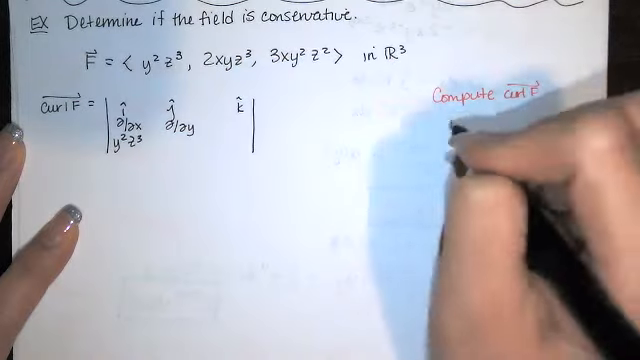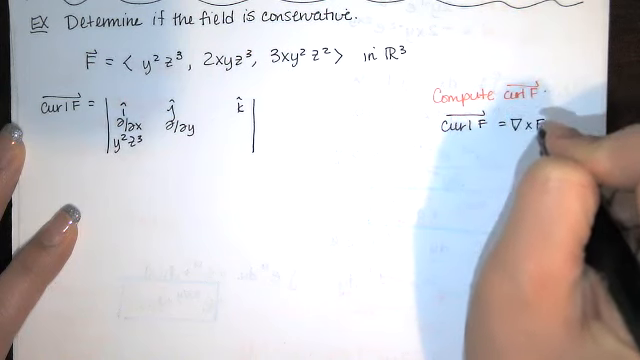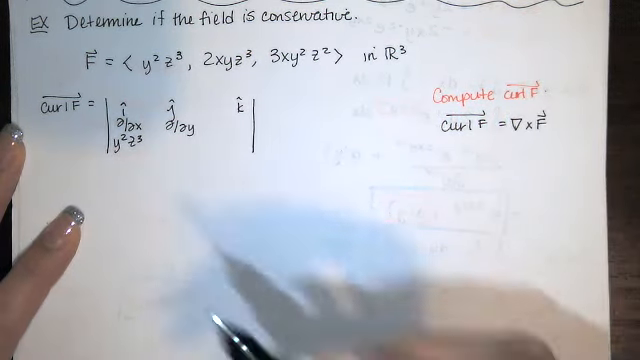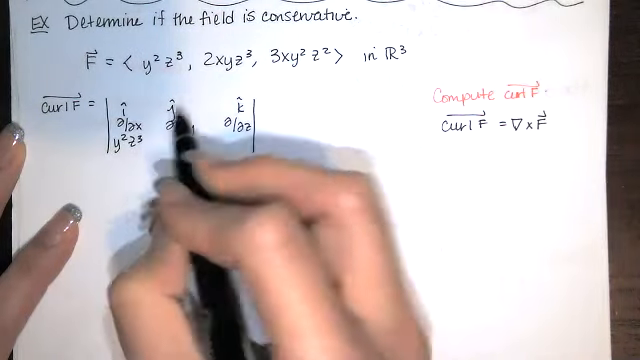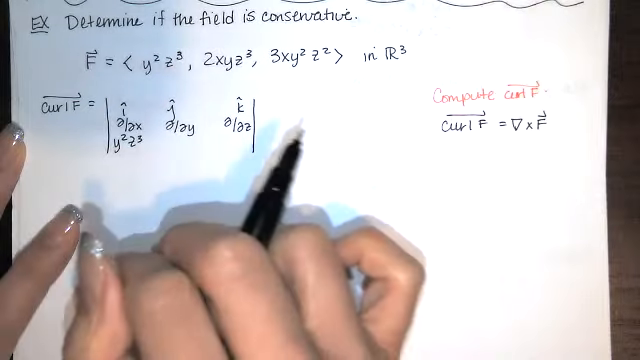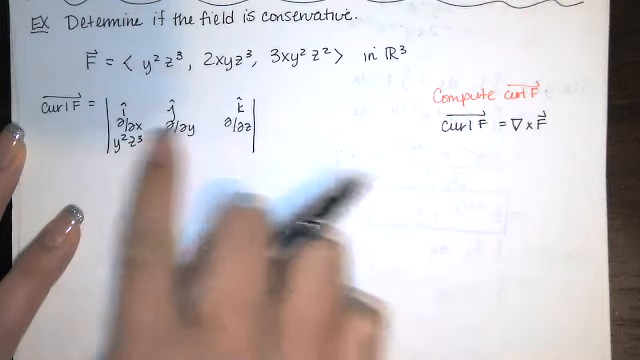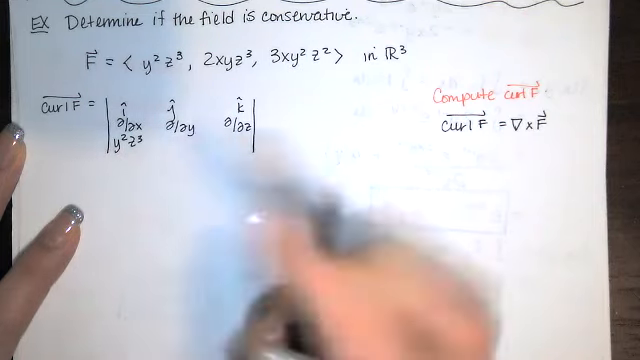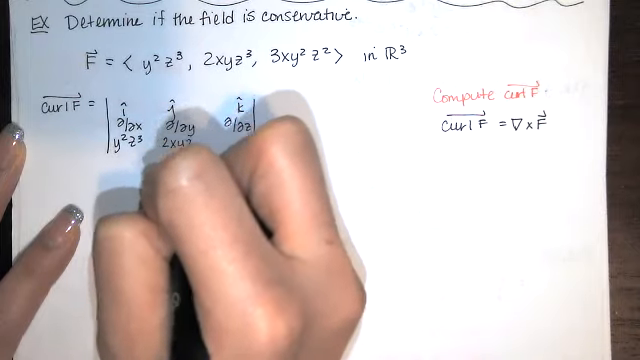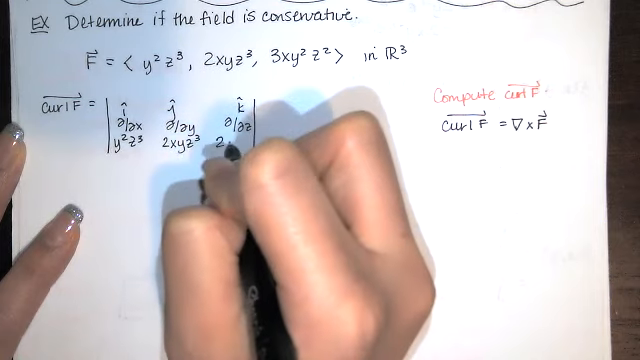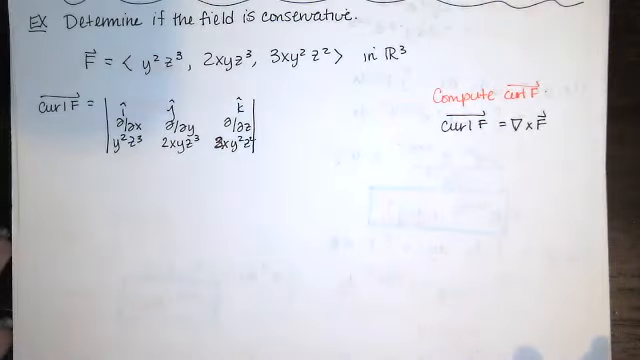And if you don't remember, curl of f we can think of as the cross product of the del operator with f. So you put the components of the del operator in the second row. I hat, j hat, and k hat always go in the first row whenever you're doing any kind of cross product form. The second row includes the components of the del operator, and then the third row lists the components of the field. Oops, 3x y squared z squared. Okay.